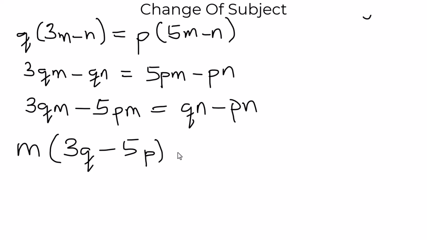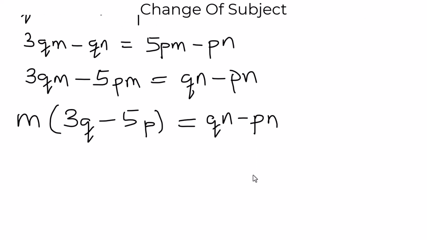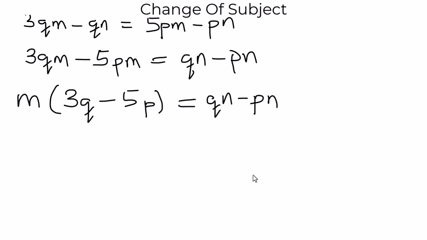Oh, change of subject, very interesting. So we have factorized what is on the left hand side. So what do we have here? We have QN minus PN. Easy. Let's scroll up again for more space.